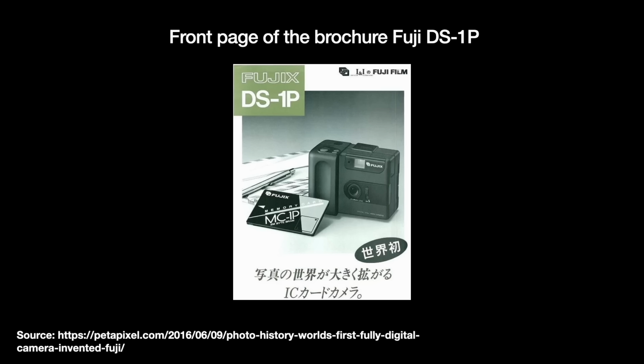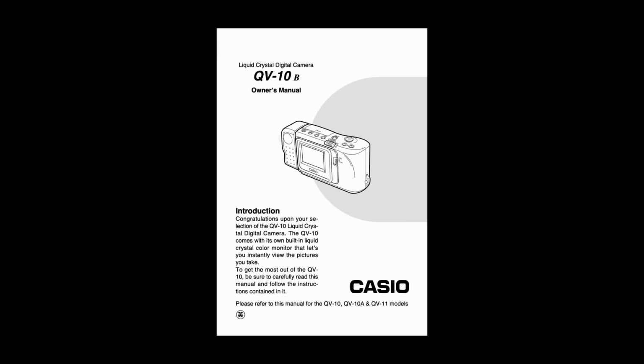Then, in 1995, Casio released the first commercially successful digital camera, featuring a small 1.8-inch color LCD screen and a flash memory card to save pictures to. It kicked off the digital camera boom.